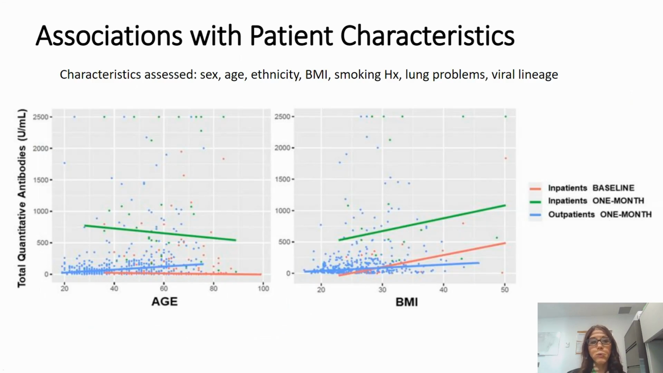The last analysis that was performed on this cohort was a quantile regression to identify associations between patients' SARS-CoV-2 antibody response and clinical characteristics that included sex, age, ethnicity, BMI, smoking history, lung problems, and viral lineage. We only found associations with age and BMI, which are the two graphs I've shown here. And after adjusting for sex and BMI, outpatient age and BMI were positively associated with higher total spike antibodies, which is not overly surprising, right? Given that these variables are correlated with increased risk of hospitalization, the increased antibody levels may be a protective response in the outpatients to try and prevent this hospitalization.